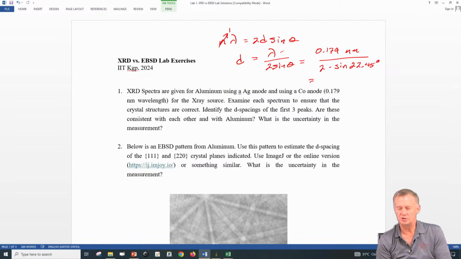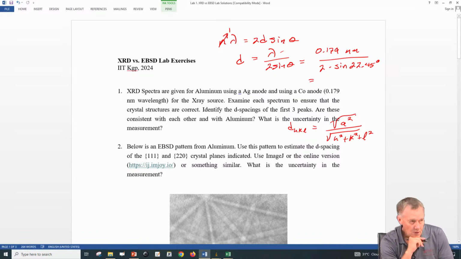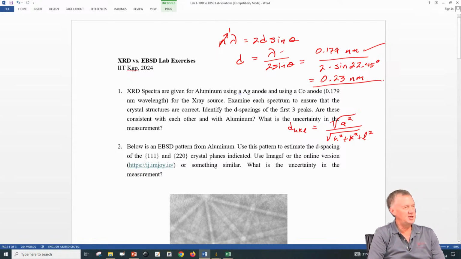And the other one we need to do is compare that with what we know is real. So we have, for cubics, so what values? Did somebody calculate a value? 2.3 angstroms. Okay. 0.23 nanometers I'm going to put since I had that in nanometers. Now we know the equation for d-spacing for different symmetries.